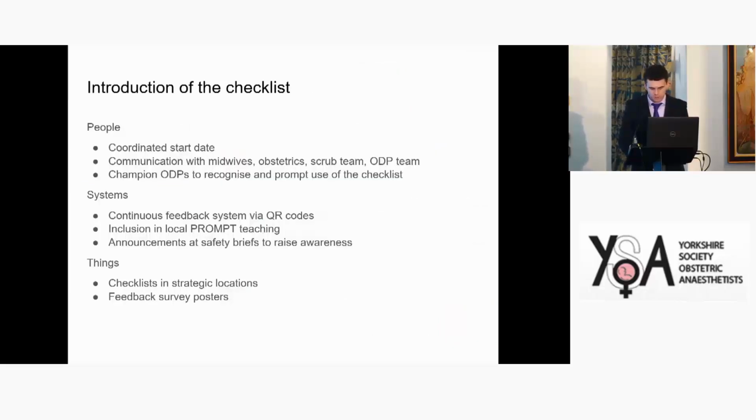The introduction of the checklist involved people, systems, and things. We coordinated a start date, and communicated the existence of the checklist with the midwives, head of obstetrics, scrub team and ODPs. We involved members of the theatre team to champion the use of the checklist and perhaps prompt new trainees to look at it. We implemented a feedback system via QR codes on the checklist itself and posters in the anaesthetic office so we can continue to improve it and monitor its use. And it was also announced at the safety brief and in the prompt training. Then on the start day, all we had to do was put out the actual materials.